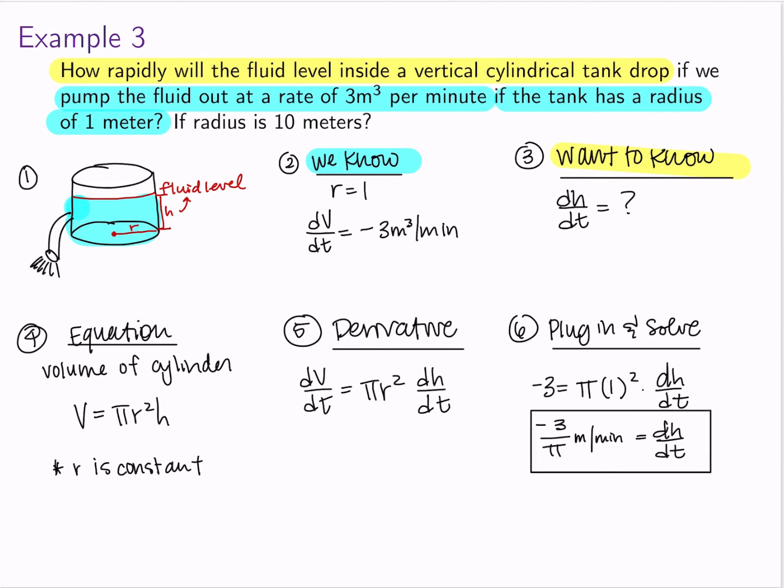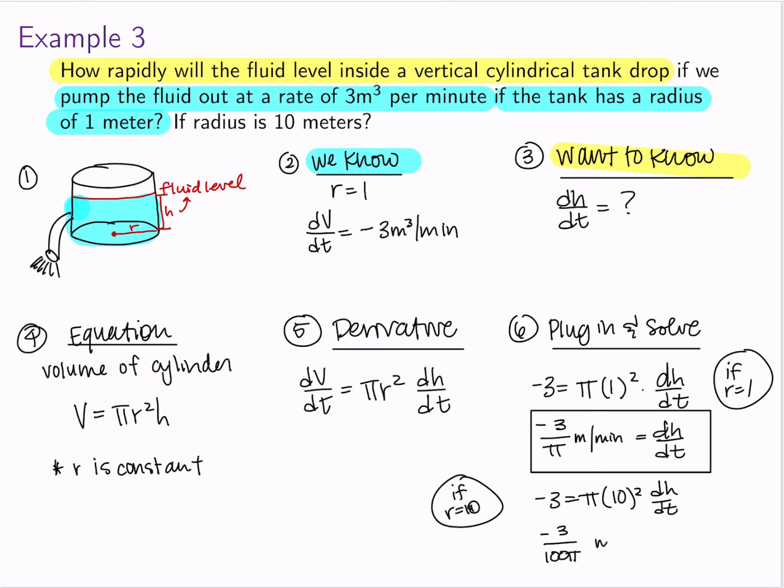Okay, now that was our first question, if the tank has a radius of 1 meter. So this is if r equals 1. What about if r equals 10? Well, we can just jump back in and say -3 equals pi times 10 squared dh dt. So that tells me that -3 over 100 pi meters per minute is how my fluid level is changing if this tank were 10 meters in radius.